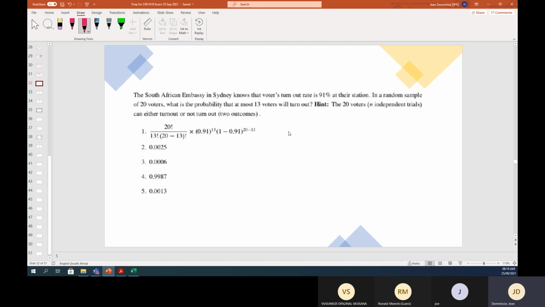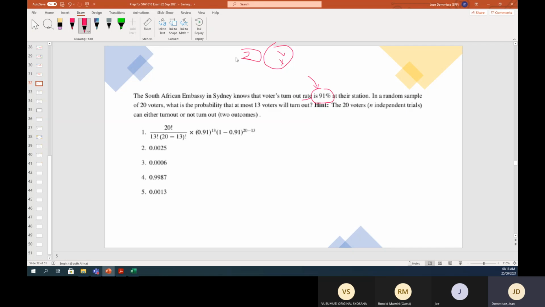So don't worry. Okay, so let's first look at it, and then we decide if it is binomial or Poisson. The South African Embassy in Sydney knows that the voter turnout rate is 91%. So that already tells me that a turnout rate is nearly you come to vote or you don't come to vote. So that already tells me we're looking at things that are two. So a yes or a no. But let's read further just to see if there's anything else.